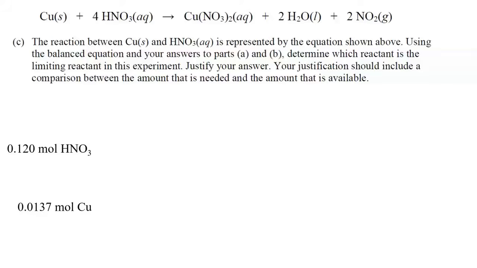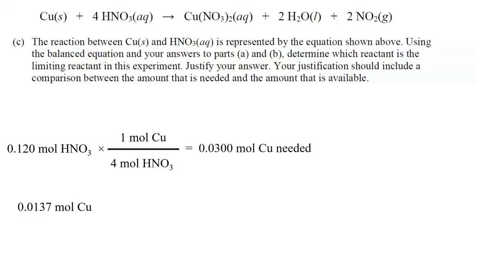So it's going to be that 1:4 ratio that we see in the coefficients. When I do this conversion from moles of nitric acid to moles of copper, I'll be dividing by 4, because there's 1 mole of copper for every 4 moles of nitric acid. And when I do the conversion from moles of copper to moles of nitric acid, I'll be multiplying by 4. 4 moles of nitric acid for every 1 mole of copper.